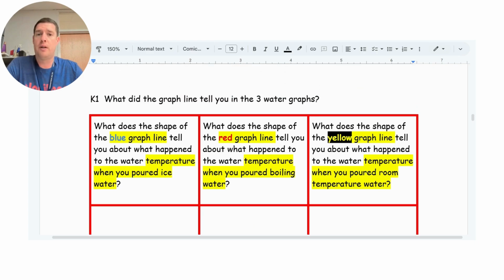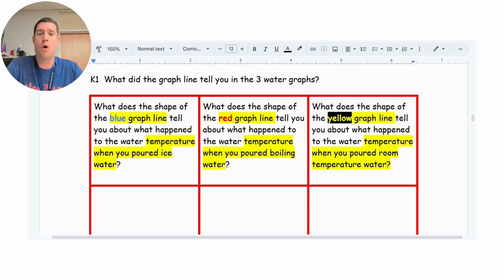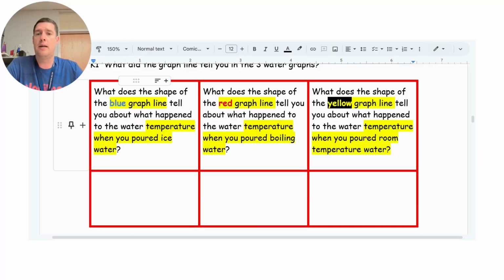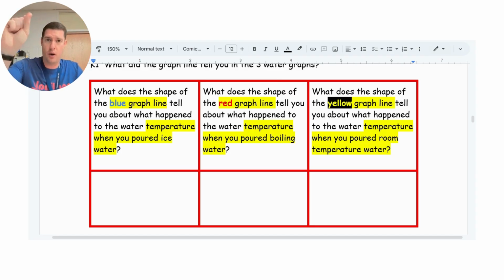What did the graph line tell you in the 3 water graphs? Well, here it's asking about your blue line. What happened to the temperature according to your blue line, right? It started to go up very quickly and then it started to level off and not go up nearly as much, right? The red line was the opposite, right? It cooled down very quickly and then began to level off and cool down not nearly as much.